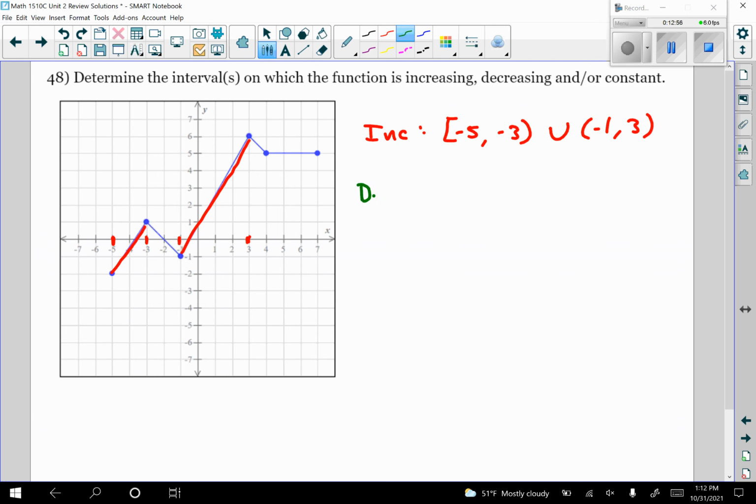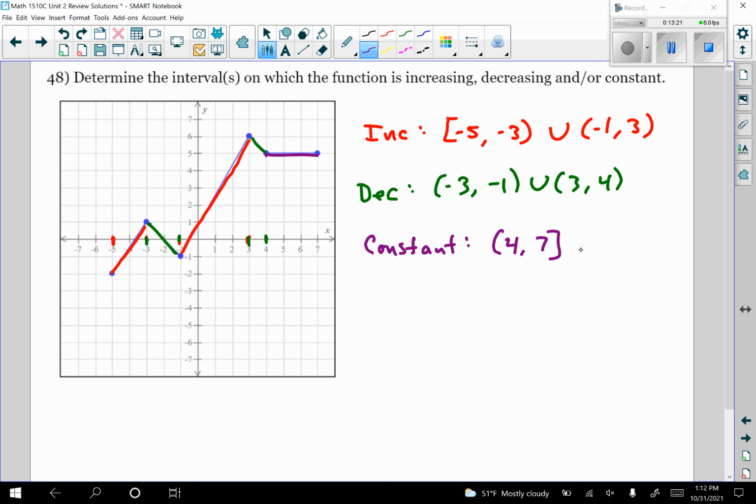Our function is decreasing here and here, going downhill from left to right. So that's from -3 to -1, from here to here, and then from 3 to 4. And then this horizontal segment is where our function is constant. So then that occurs from 4 to 7. We would include the 7 because that's at the end.